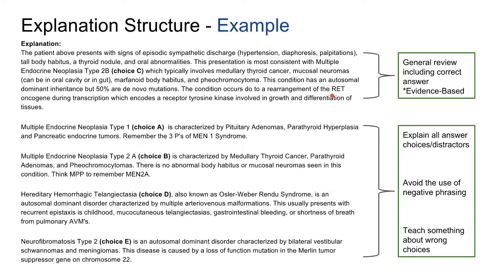There's the pathogenesis. It's a rearrangement of the RET oncogene during transcription, which encodes tyrosine kinase. So this is the general review, and this is super evidence-based, okay? You really need to back this up. You're kind of making a mini review article here.